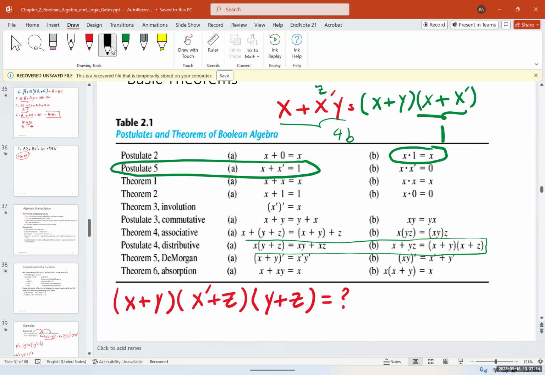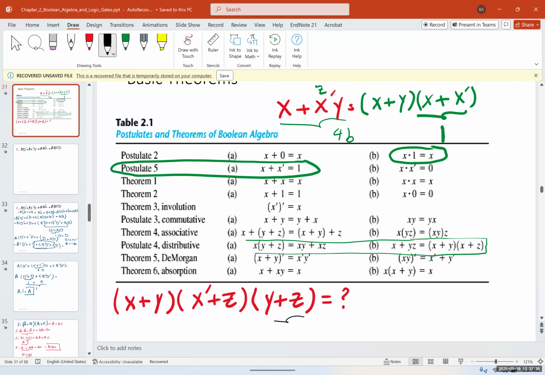Does anyone have the answer for us? Do you want me to solve it? Yes? Okay. This part over here, doesn't it look like this? I can switch z with x prime, and I can write it like this: z plus x prime and with z plus y. So this is going to be like this part, and this is going to be like this part.